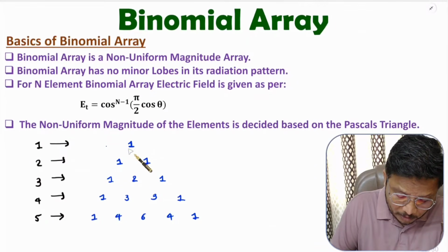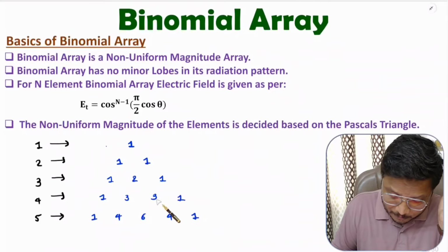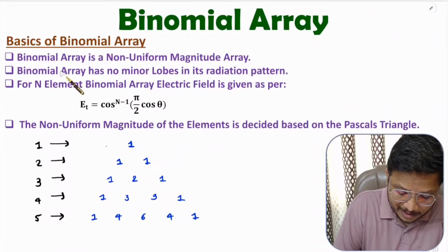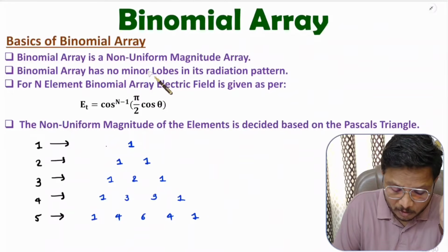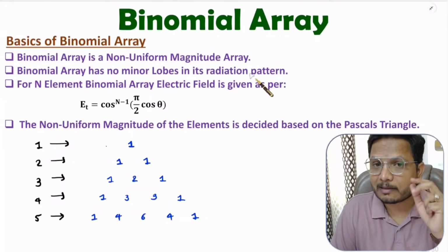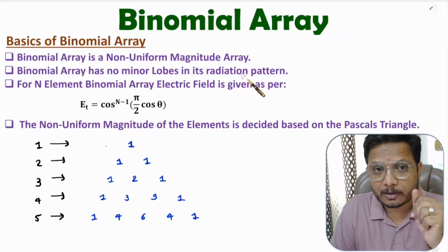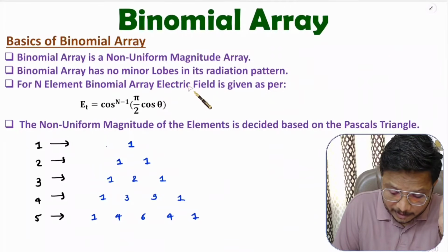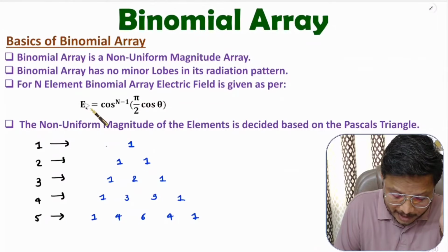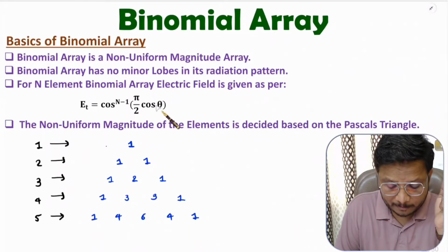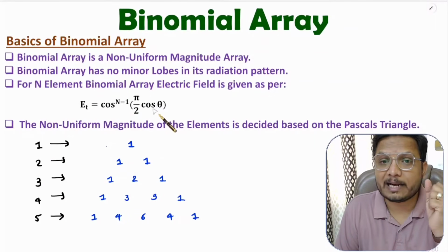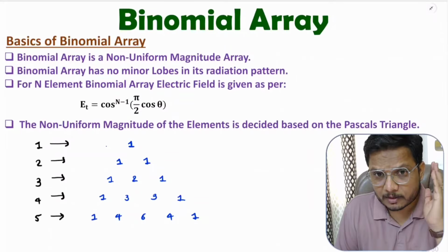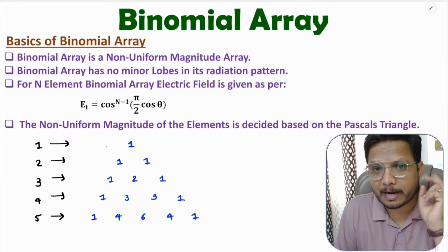And because of this non-uniform distribution of current, you will observe that with binomial array we have 0 side lobes, or you can say we have no minor lobes in the radiation pattern. That even I'll be deriving in this video, right? If you have an n element binomial array, then the electric field is given as E of t is equal to cos to the power n minus 1 of pi by 2 cos theta. And this electric field is for a spacing between two elements of lambda by 2.